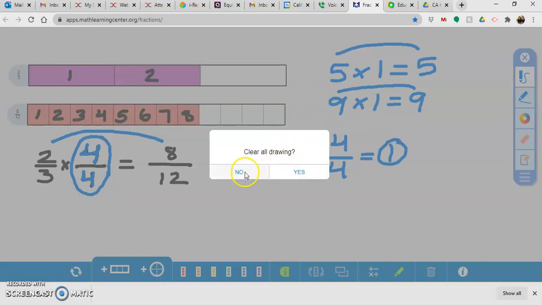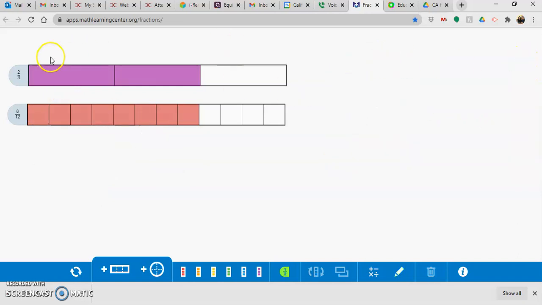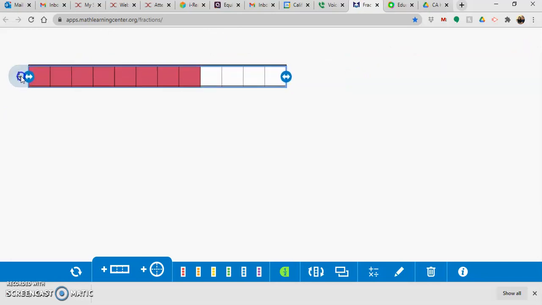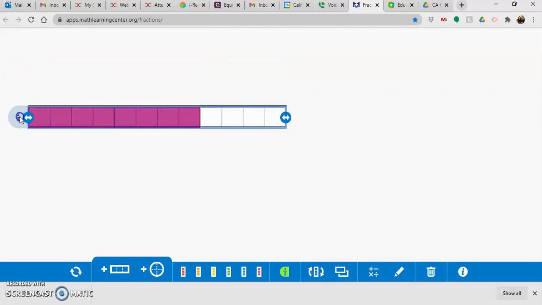come over here and you erase all this so I can move the fraction bars. Let's say I wanted to grab the old fraction bars here. If I place them on top of each other, you can see they're exactly the same. They're the same size. I can do the same thing right here.